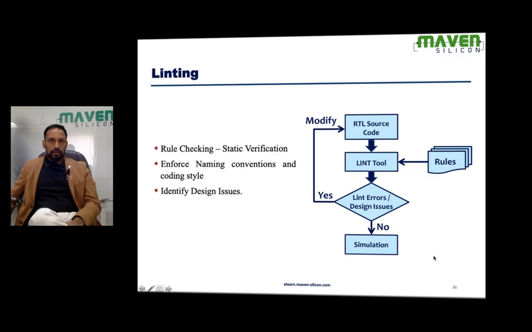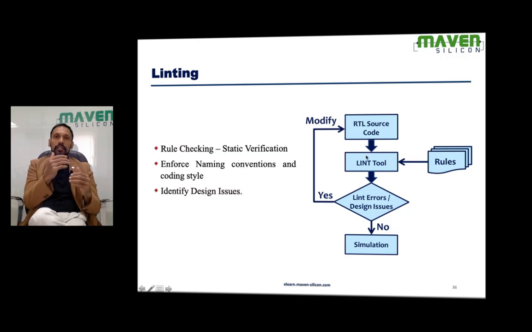Here, if you look at the flow, we feed the RTL source code to the tool, and the tool has been built with different kinds of rules. There will be different kinds of standard rules. And based on the rules, the tool is going to compile the source code and check whether there are any violations with respect to naming conventions and coding style. Basically, we use lint tool to enforce naming conventions and coding style.